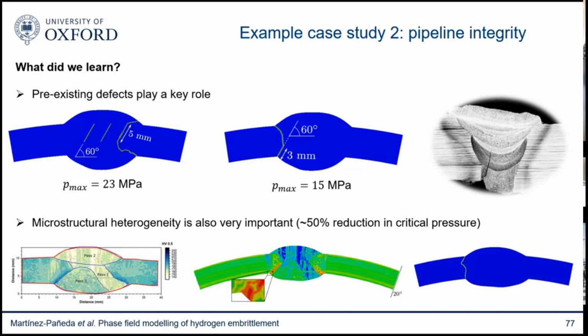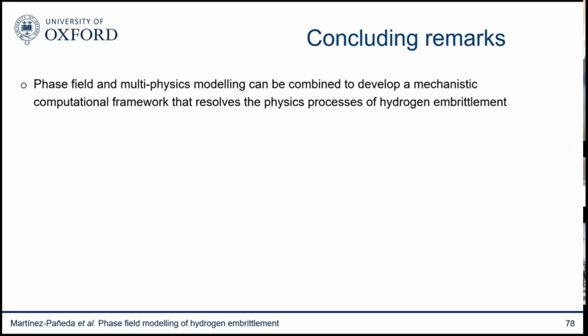So one way you can incorporate that is by doing hardness maps. This is work together with EPRI, I should say. So we implemented those hardness maps into our model, and then we were able to predict the propagation of cracks and so on. And we saw that the microstructure matters, but there's still a lot to be said in this area. Okay, so that's all.